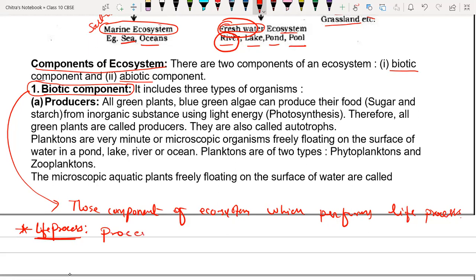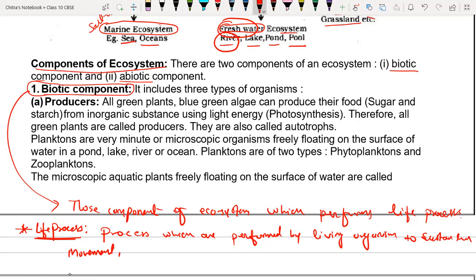Understood? Processes which are performed by living organisms to sustain life. Okay, examples I'm writing here. First we have movement. Are you performing movement, Manoj? Yes, sir. About growth? Yes.